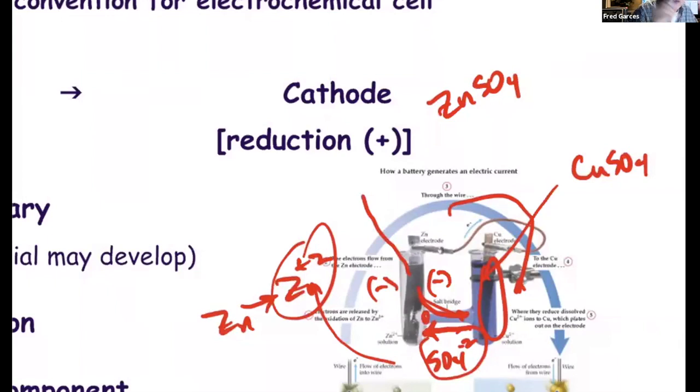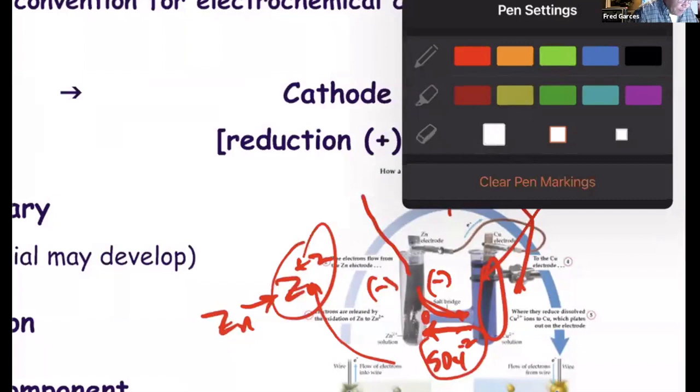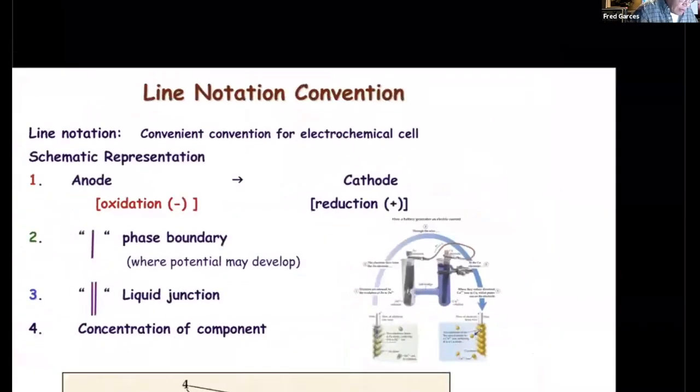Salt bridge doesn't have to be a tube that is connecting both. It could simply be a porous membrane in which the ions can migrate from one area to the other. And that's what you see right here. Okay, that's what you see right there.